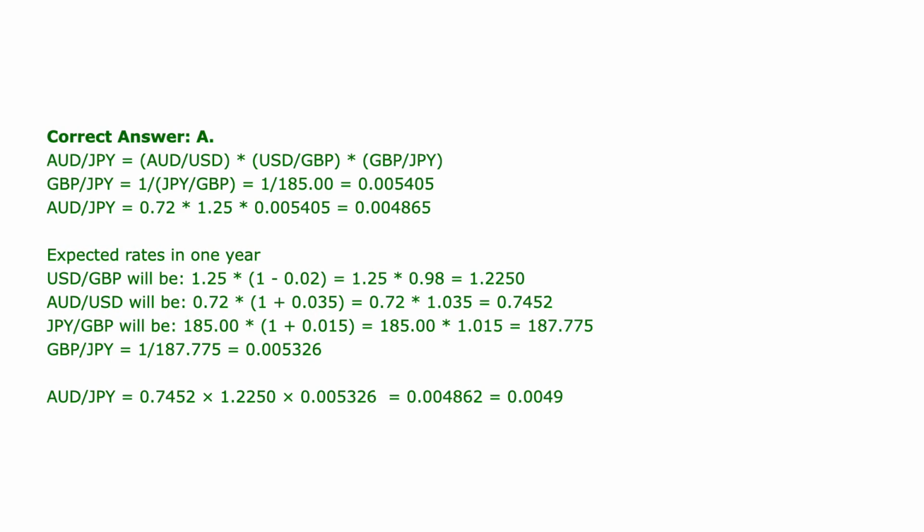Chain USD to USD/GBP to GBP/JPY. Also note the inversion step for JPY/GBP to get GBP/JPY. Apply the percentage changes correctly to each spot rate to get the expected 1-year rates. Then repeat the cross-rate calculation with the adjusted values.